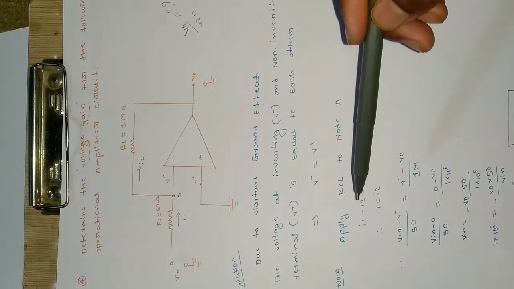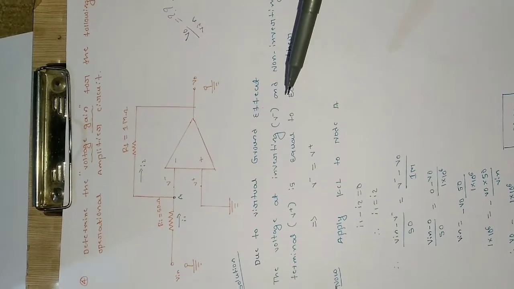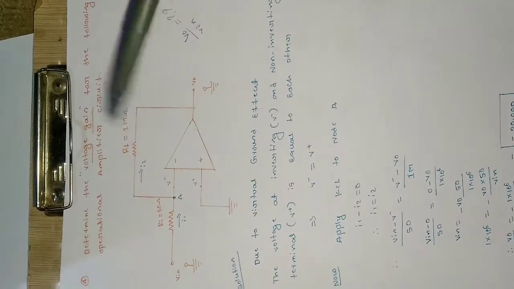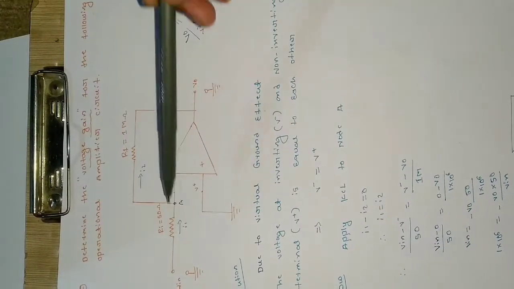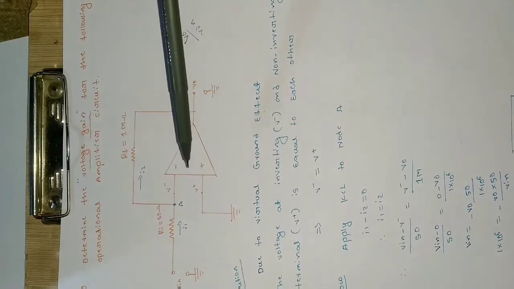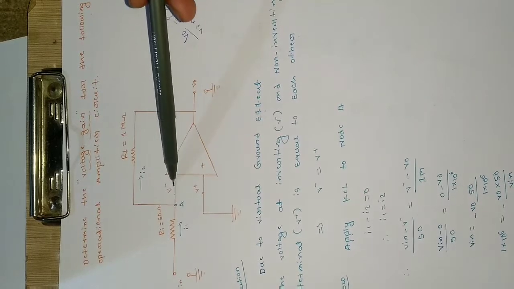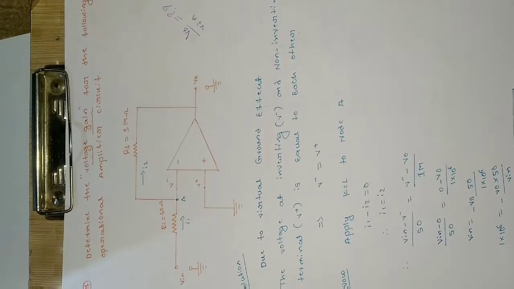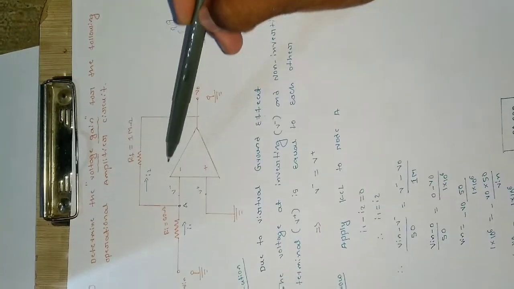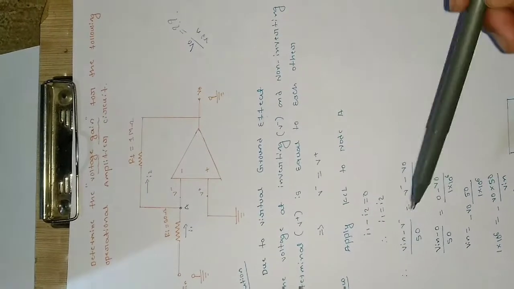Okay, so I1 minus I2 will be equal to 0, which implies I1 will be equal to I2. Just apply the voltage law here. So that says Vin minus V minus divided by 50 will be equal to the I2 current, that is V0 minus V minus, that is V minus minus V0 divided by RF. So this voltage minus this voltage will be equal to this voltage, that is what it is saying basically.